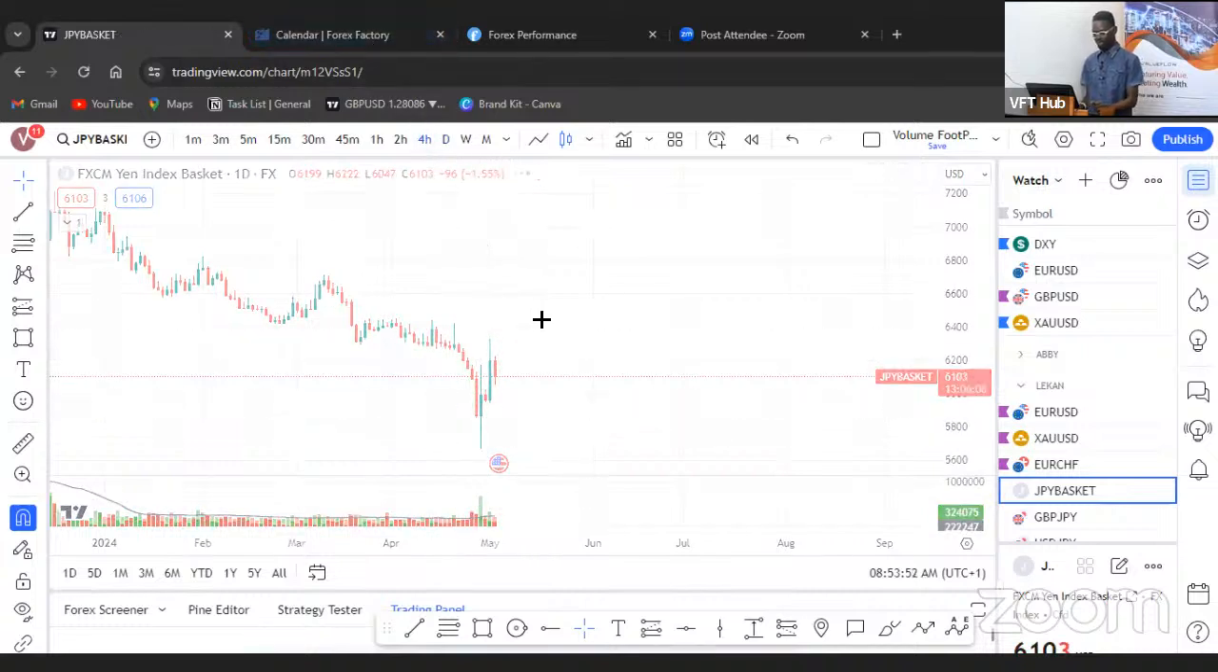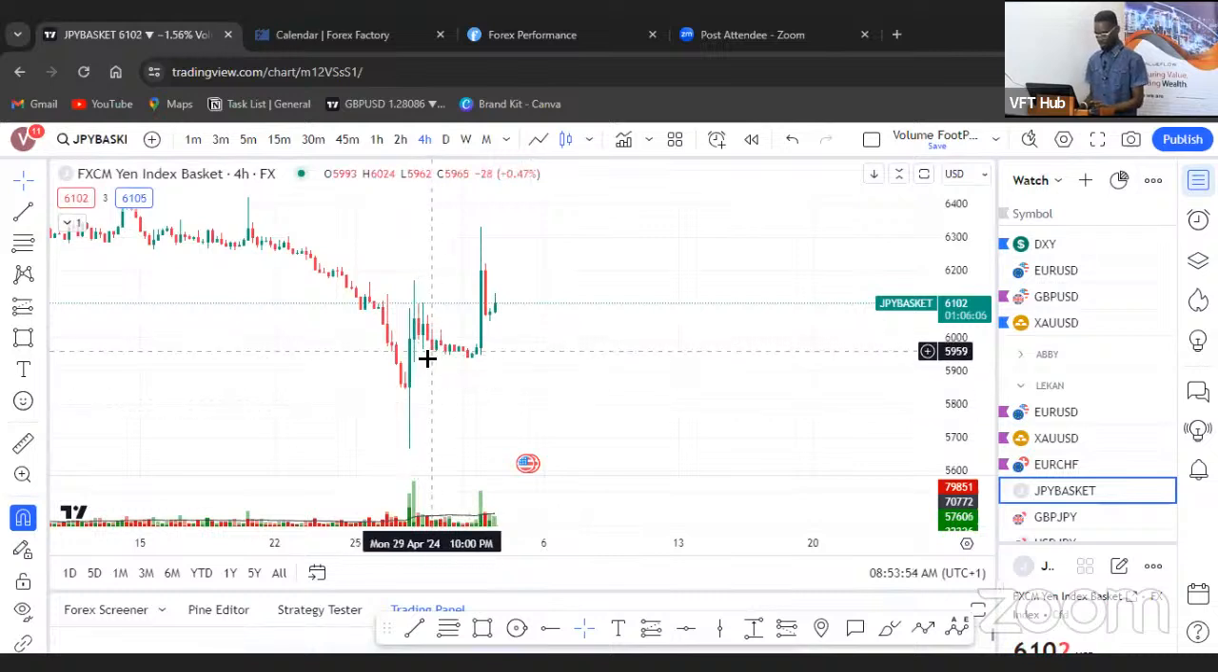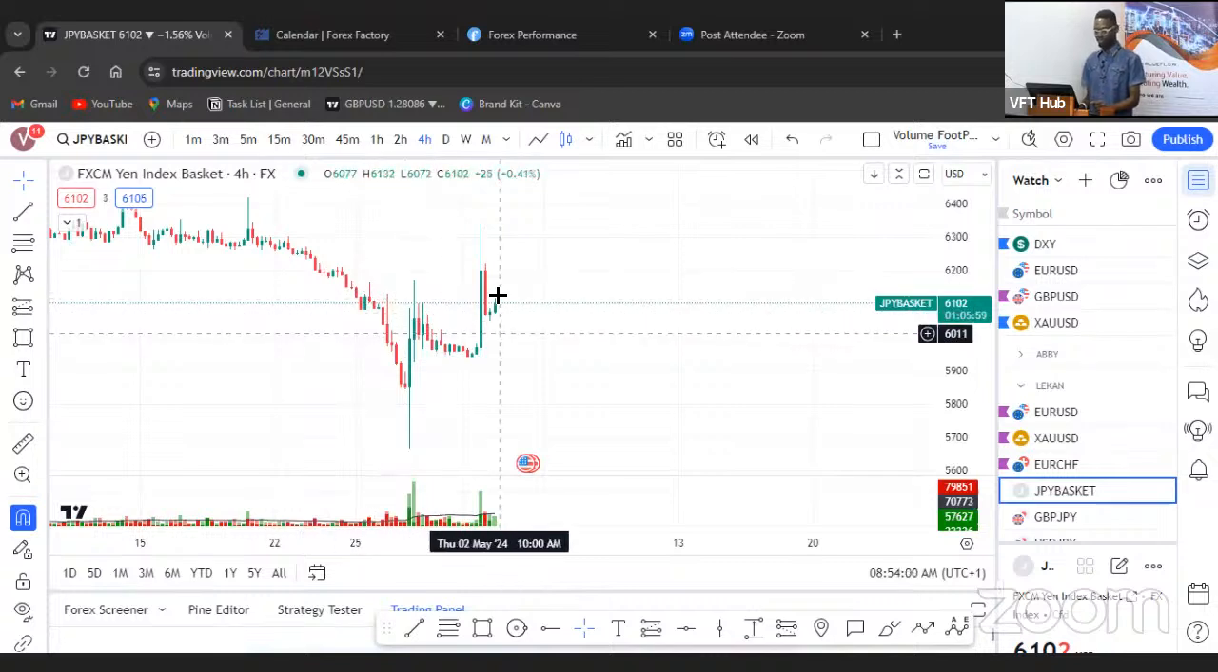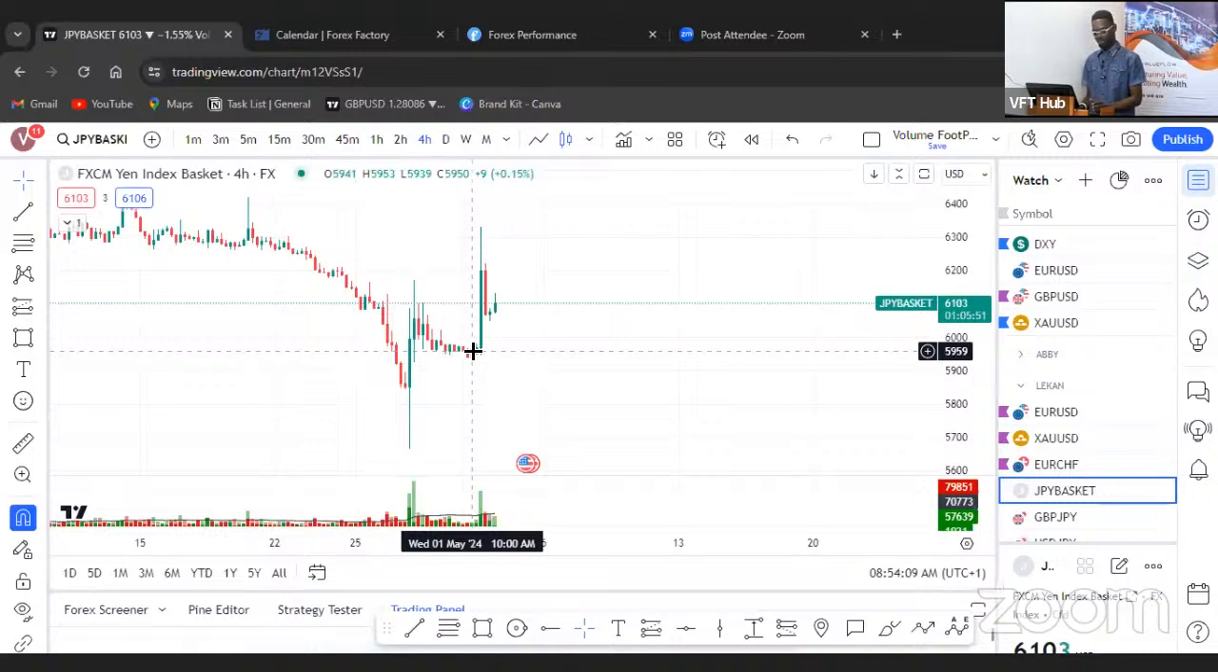Now, if you check the 4-hour time frame, you are going to see, yes, it's now clear that it seems like it broke structure on the 4-hour time frame to the upside. However, we all know that the overall trend of the yen basket currently is still a sell, but we've been seeing some level of buying in the yen all the way to the upside.